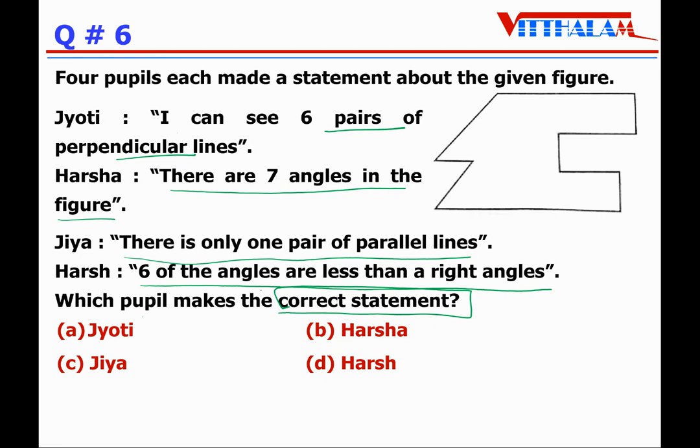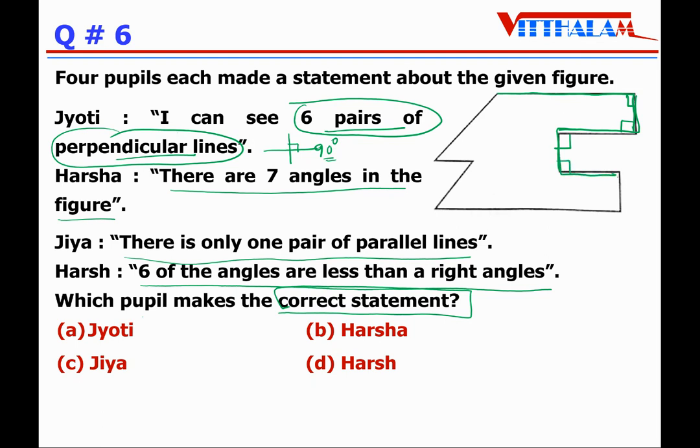So let us start with Jyoti first. What did Jyoti say? I can see six pairs of perpendicular lines. Perpendicular lines means the angle between them is 90 degrees. Let's see. This is the first and second line, so this is one pair. The angle is 90 degrees. Second pair, this. Third pair, this. Fourth pair, this. Fifth pair, this. Sixth pair, this. Any other? This is less than 90, this is also less than, this is also less than 90 degrees, and this is greater than 90 degrees. So six pairs of perpendicular lines. So yes, what Jyoti said is correct. So the answer is A. But let's check the others also.